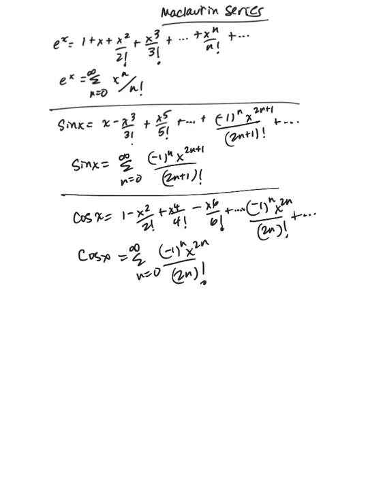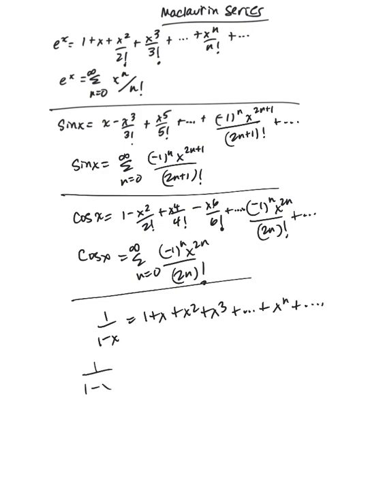And then you're going to want to know 1 over 1 minus x, which is 1 plus x plus x squared plus x cubed, dot, dot, dot, x to the n. So 1 over 1 minus x is sigma n equals 0 to infinity of x to the n. Okay, you have to have these memorized.